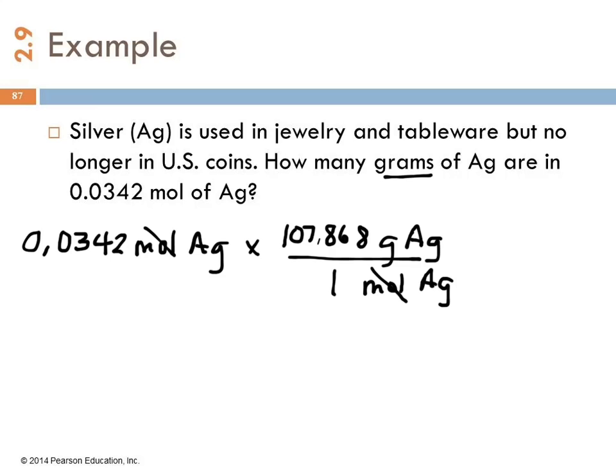The moles cancel out. And so we're going to take 0.0342 times 107.868 equals. How many significant figures should I report in my answer? 3. Because the number I'm starting with has 3. So 3.69, and the unit is grams of silver.